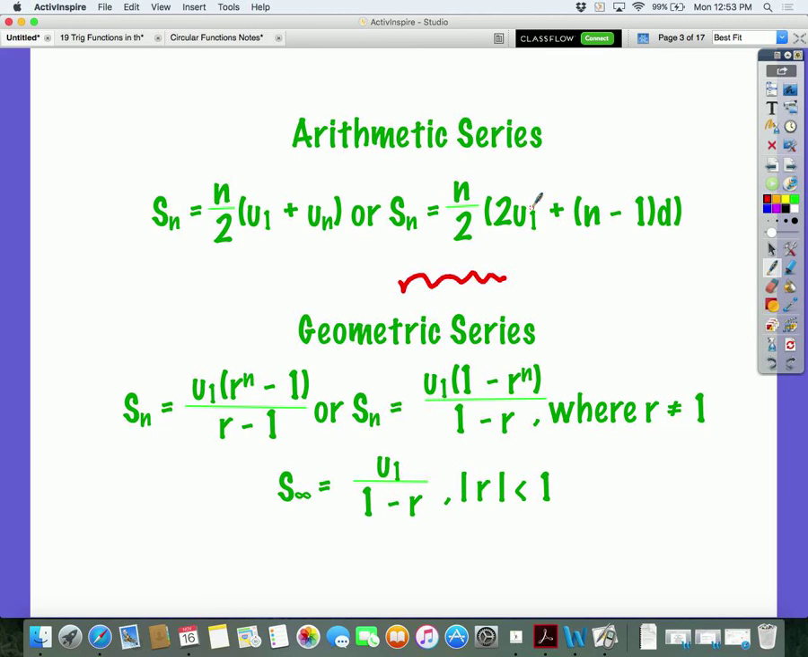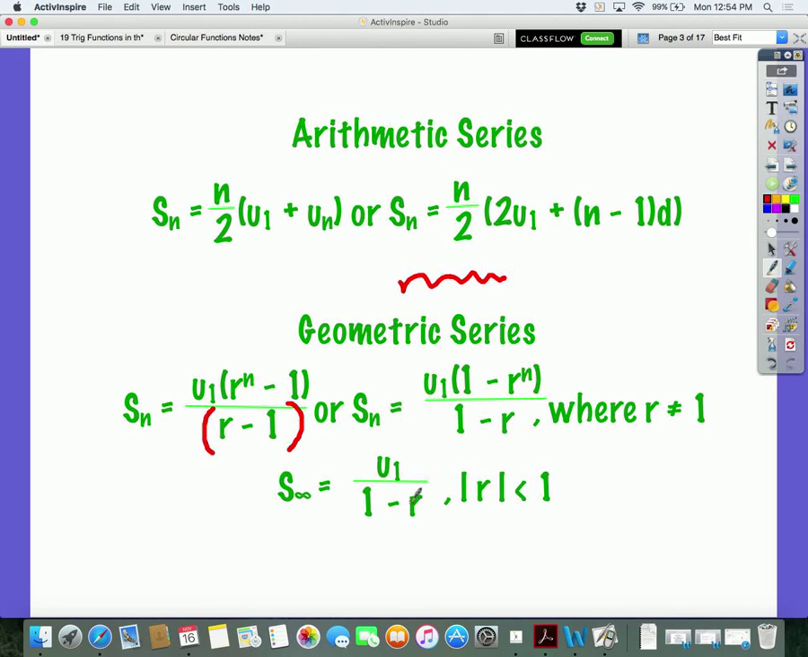Okay? Geometric series. Pretty straightforward. Your first term, your common ratio raised to your number of terms minus 1, all over your ratio minus 1. Please be careful with this one. Make sure that you put this in parentheses and you actually subtract 1 from your ratio before you ever divide the numerator by it. Or vice versa, you can do 1 minus the ratio, you still get the same answer.